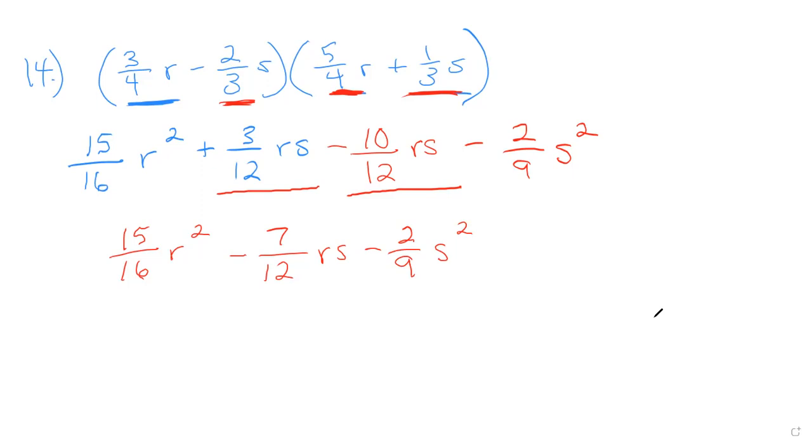All right, cool. So that was number 14. Let's go on and look at number 16. On number 16, I'm going to change it a little bit. Instead of doing a binomial times a binomial, I'm going to do a binomial times a trinomial. So clear this out. Number 16. They give us 3p plus 2 times 5p squared plus p minus 4.